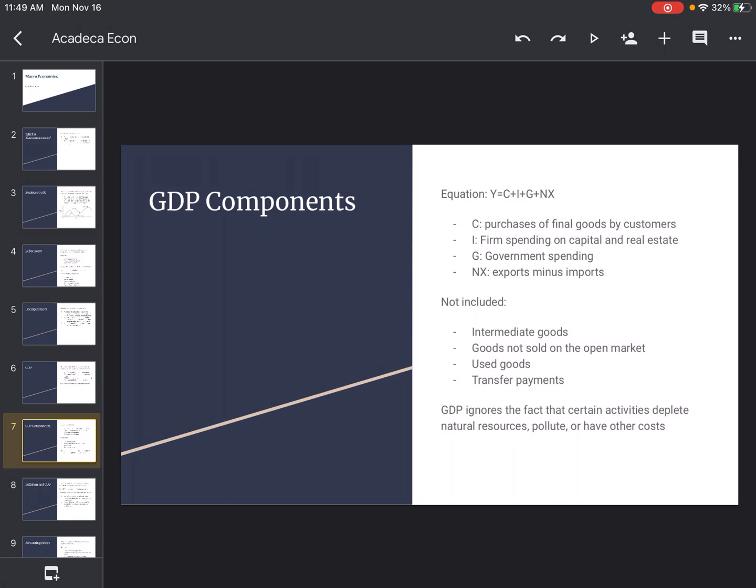You have a surplus if the exports are greater than the imports, which typically results in a higher GDP, or a deficit if the imports are greater than the exports, which is typically followed by a lower GDP.